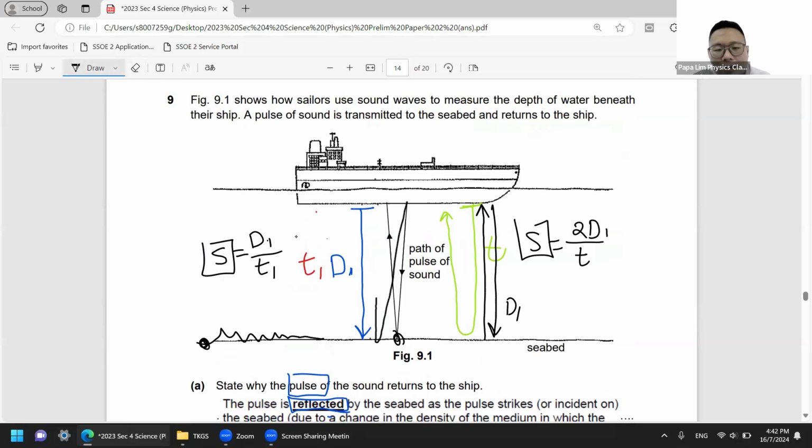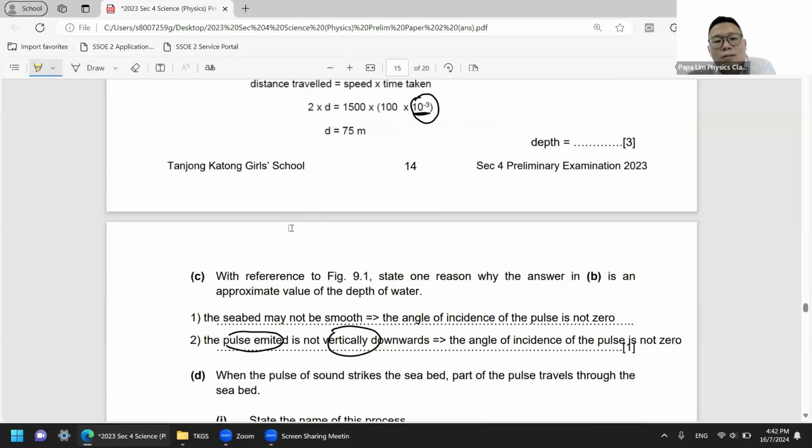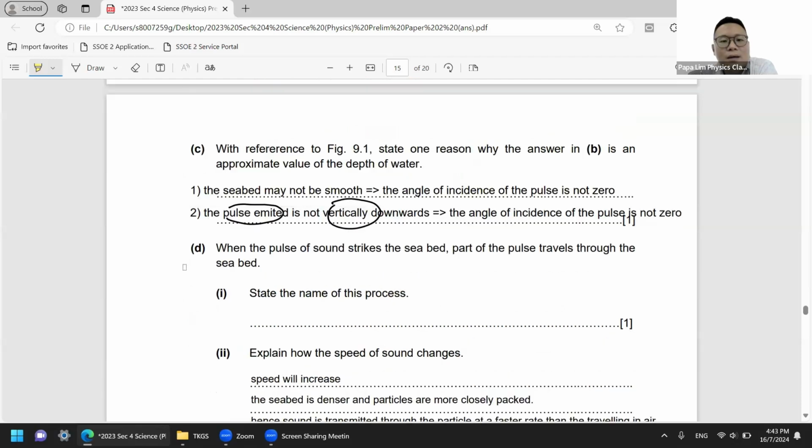So the time taken up and down, the path traveled may be a bit longer than usual. If it's vertically down versus slanted, the path taken will be longer, and if the path is longer, the time measured or recorded will be longer. So the time will not be the exact timing. So there are two possible reasons why the depth of the bed may not be the same, or may just be an approximate value. The rest of part D, I would say, is quite straightforward.